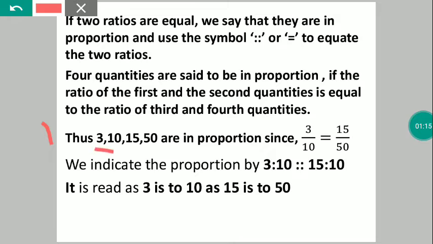Thus, 3, 10, 15, 50 are in proportion, since the ratio of first two quantities, 3 upon 10, is equal to the ratio of third and fourth quantity, 15 upon 50. We indicate the proportion by 3 is to 10 as 15 is to 50. That means these four quantities are in proportion. It is read as 3 is to 10 as 15 is to 50.